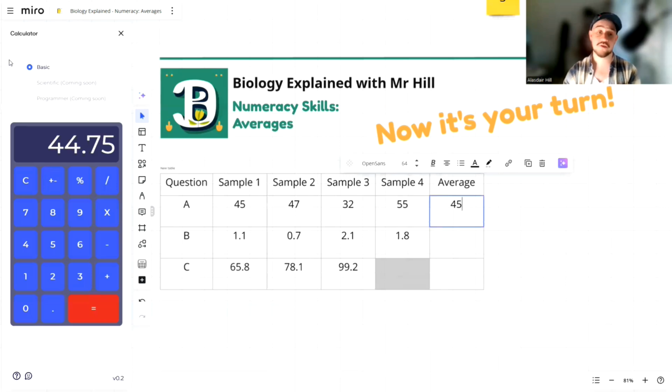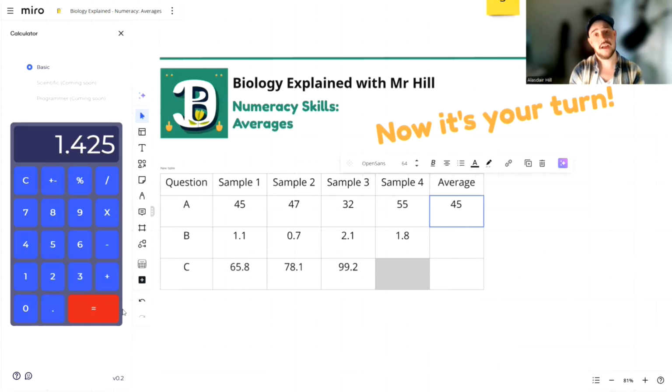So for question B, we'll do the same. We've got 4 values as well. Let me clear the calculator. So it's 1.1 plus 0.7 plus 2.1 plus 1.8, which gives us 5.7. There are 4 values, so we're going to divide that by 4, and that gives us a value of 1.425.